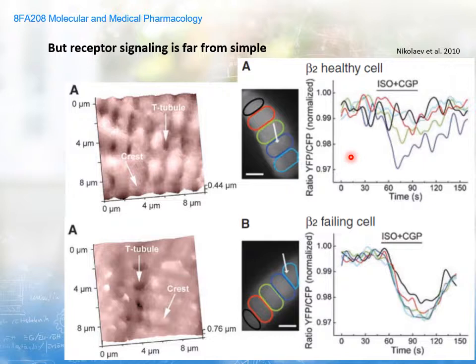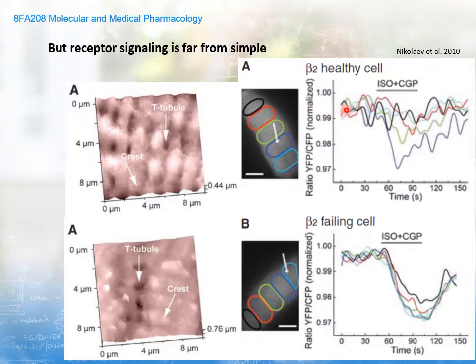What essentially these authors were able to do is track, using a specially constructed probe that is sensitive to cyclic AMP, cyclic AMP concentrations in different areas or different regions of the cell. And these regions are shown with color, and the color corresponds with the line here.